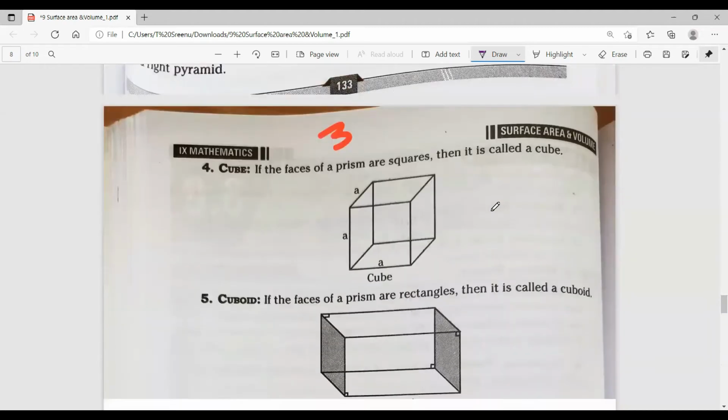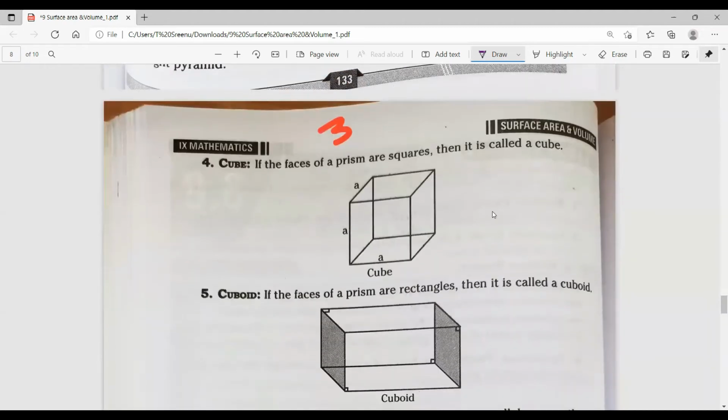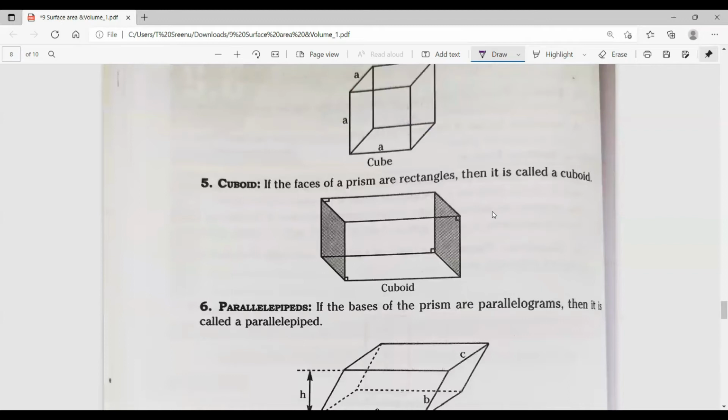Next, cube. All the faces of the prism are squares. A cube means a dice, dice is the best example. We are very familiar with the cube, but first of all it is a prism. Cube is a prism, then only it is defined as a cube. The two opposite faces are parallel and they are squares, and the other faces are also equal. Then only it is said to be a cube. Difference between cube and cuboid: here the bases are rectangles.